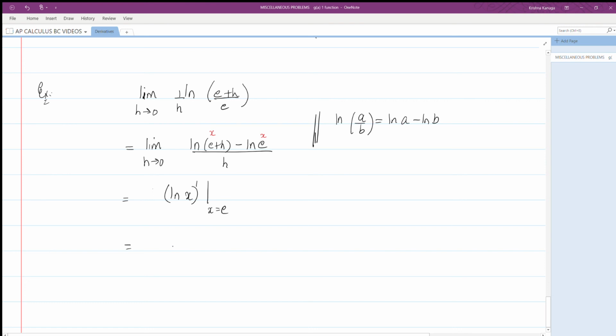So what does this become? 1 over x, and we're going to evaluate this at e, and this becomes 1 divided by e. So this limit is simply 1 over e. And here we've used derivatives to figure this out.